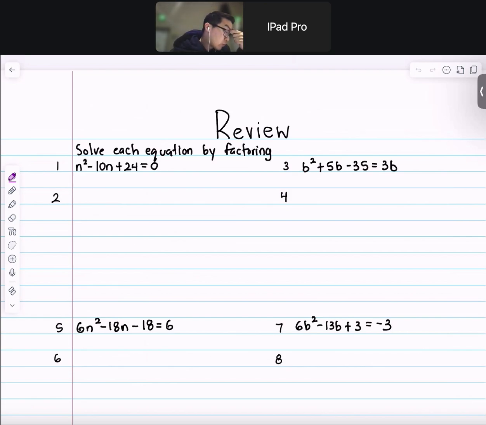So for question number 1 and 2, first, you guys are gonna be solving by factoring. So first let's get our factors right. Remember, you guys, A is 1, B is -10, and C is 24, right? And remember, make sure when you guys factor, the equation is equal to 0.